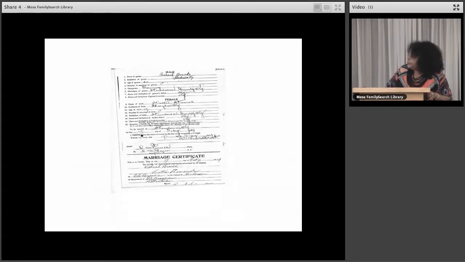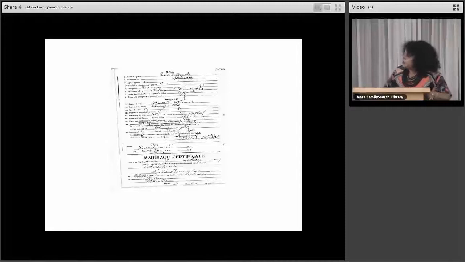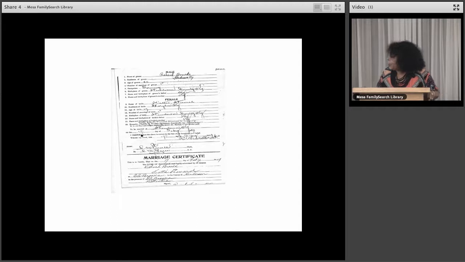This is a marriage certificate for my grandparents. And what you can get from these marriage certificates, both of them are named. It gives their ages. Says he was 20 and she was 17. Family tradition is that she was about 13, and some said he was still wearing his hair in braids. It shows where they were married, who the witnesses were.